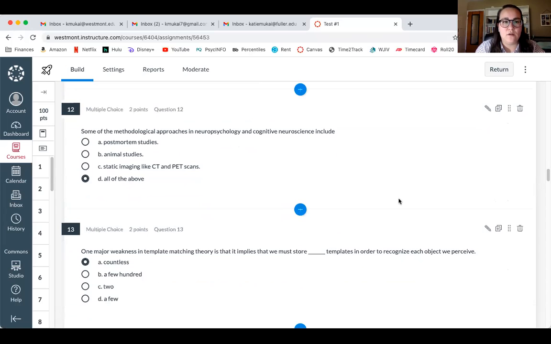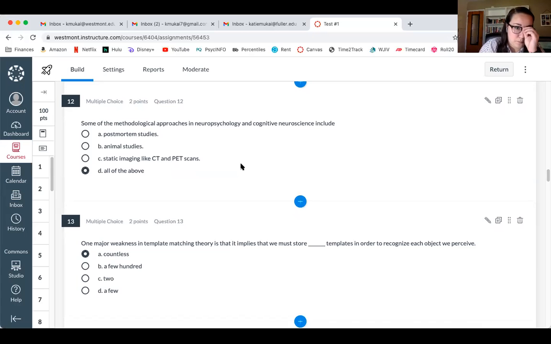Okay, so for number 12, all of these are methodological approaches that we talked about. So postmortem studies, being able to examine somebody's body and brain after death, using the animal studies to give us a general sense of how cognition happens in the animal world, and then also neuroimaging as well.